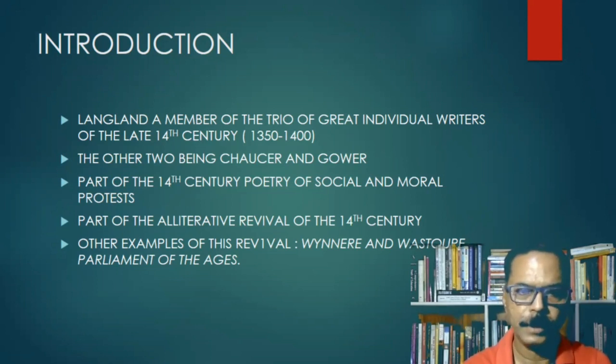First of all, he represents the social and moral protest of the 14th century. We know the Middle English period saw a rise in discontent and protest. A number of events took place which led to this environment, this milieu. And the protest is reflected in the literature of the time as well. William Langland's poetry is at the forefront of this protest. So his poetry comes under the category of literature of protest.